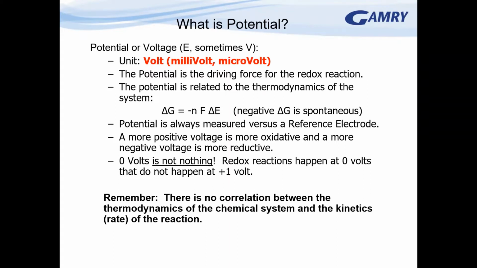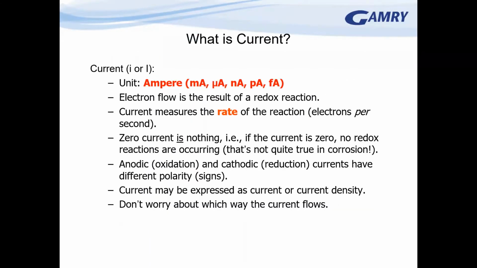And we need to remember that in general, there's no correlation between the thermodynamics of the chemical system and the kinetics of the rate of reaction. So we can measure whether the reaction will take place, but that doesn't necessarily mean it will. Current is a measure of the electron flow, which tells us the rate of reaction, essentially the number of electrons per second. The sign of the current also tells us if oxidation or reduction is occurring.